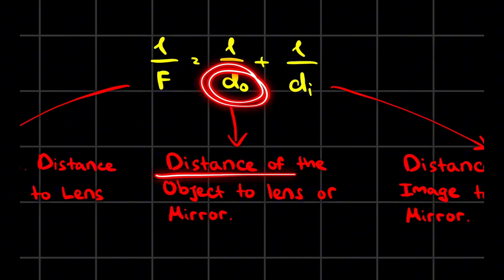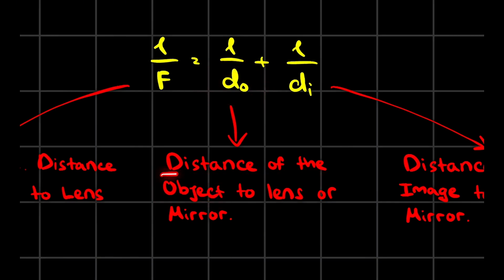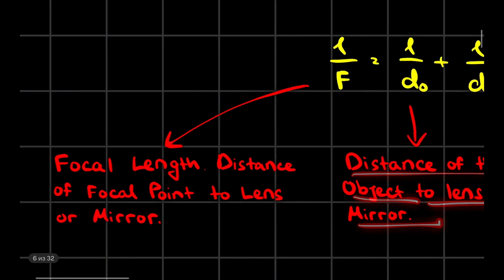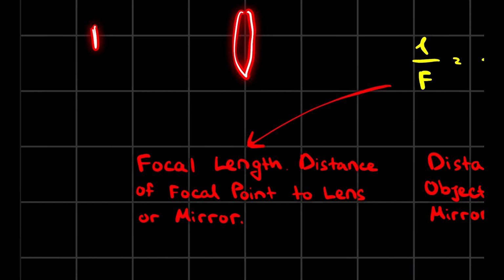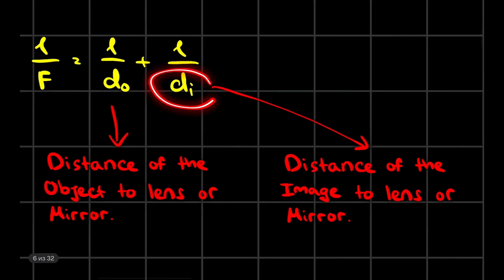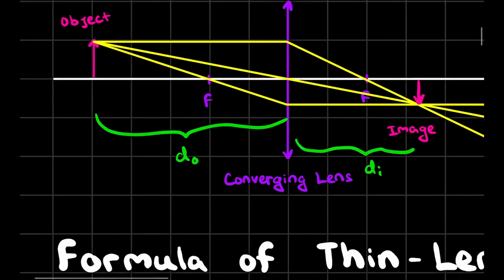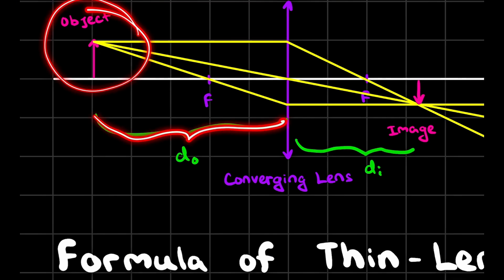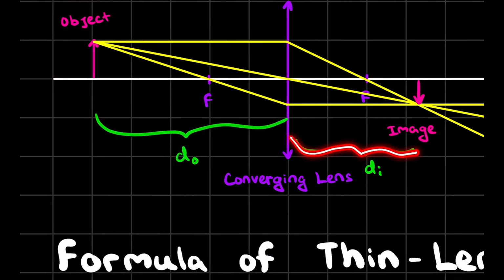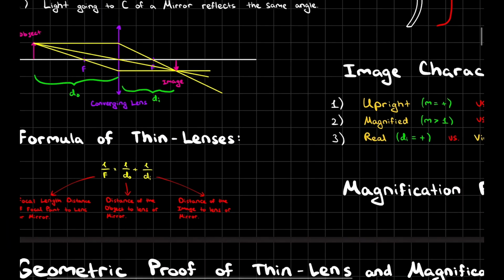DO is the distance of the object to the lens or the mirror. We have some converging lens and our object, and that whole distance is our DO. And DI is the distance of the image to the lens or the mirror. As you can see here, we have the main object. This whole thing is the distance of the object, and this whole part is the distance of the image. This is where our image would appear. Okay, good.